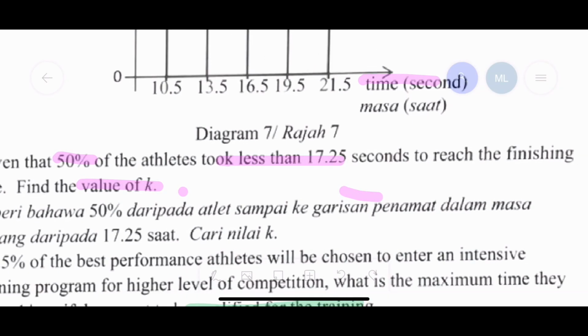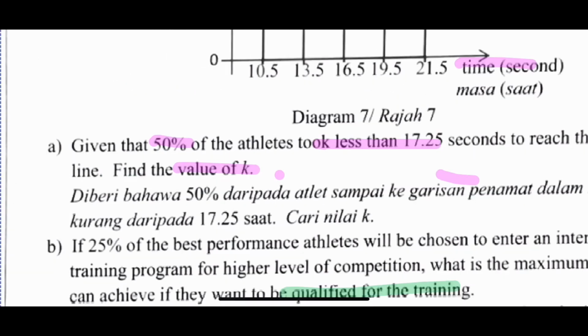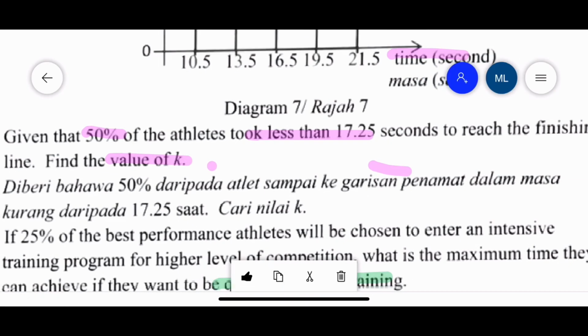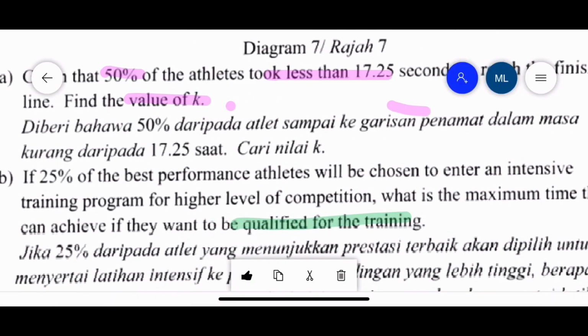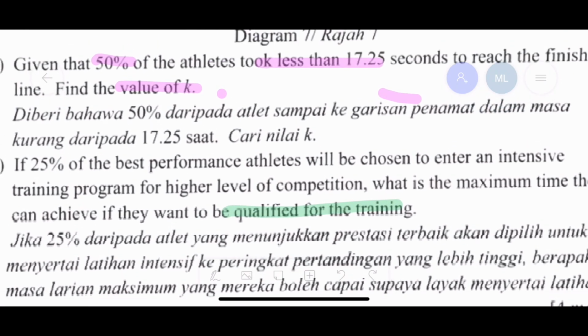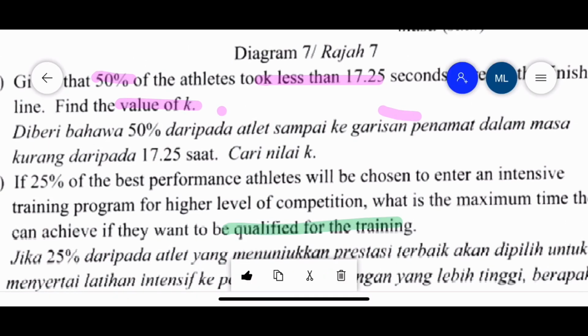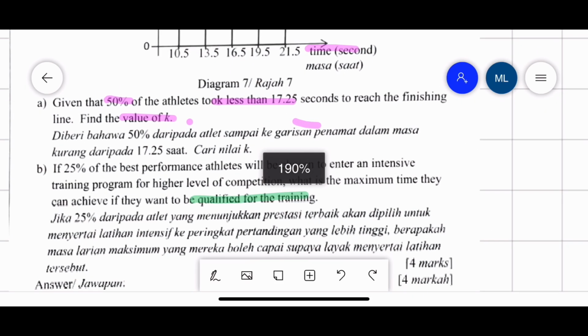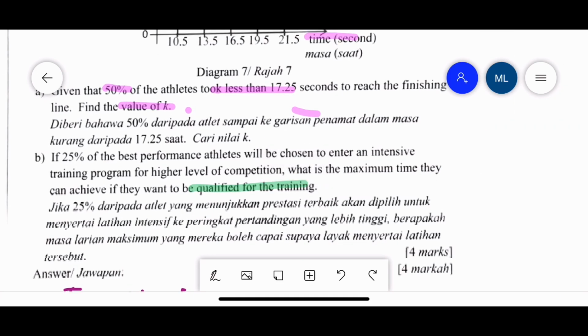Alright, normally when you see 50%, you should know that actually the question is targeting the median, okay? Because 50% is the middle data, so the question actually gave you the median 17.25, and they ask you to find the value of K. Still remember in my previous video, I did discuss a question like this, but it was actually the third quartile, alright, for the group data. So now for this question it is the median because of the 50%.